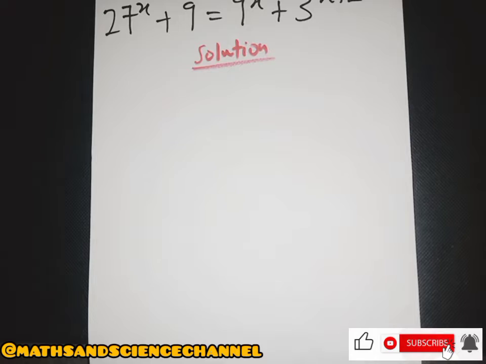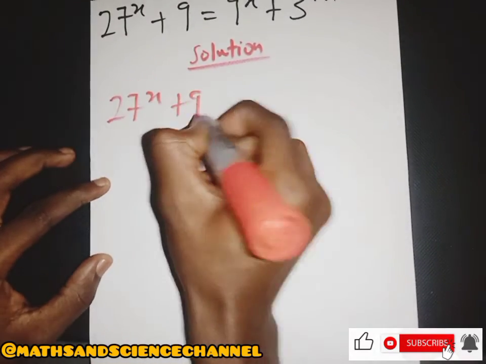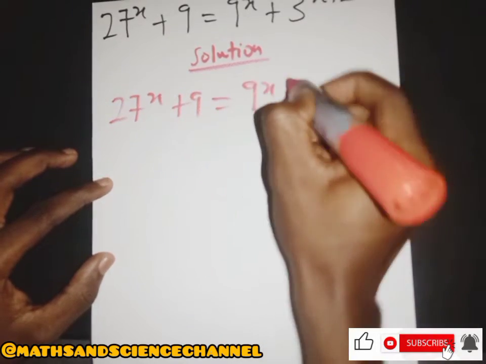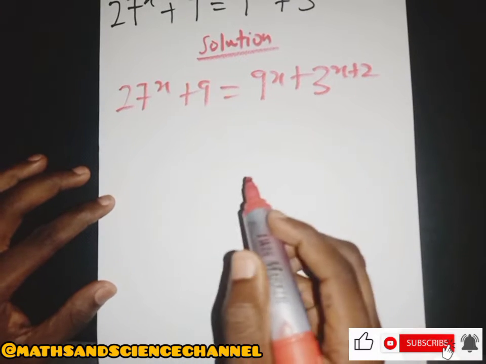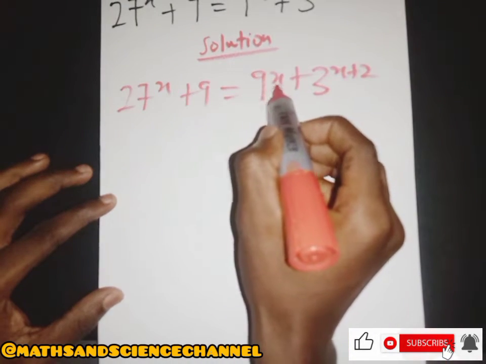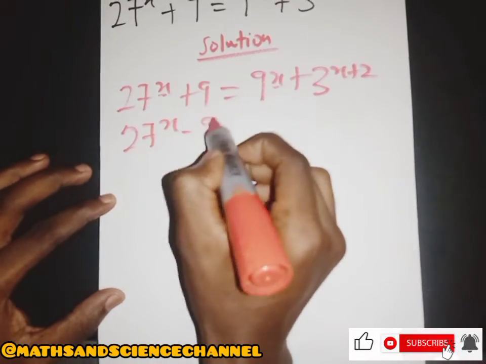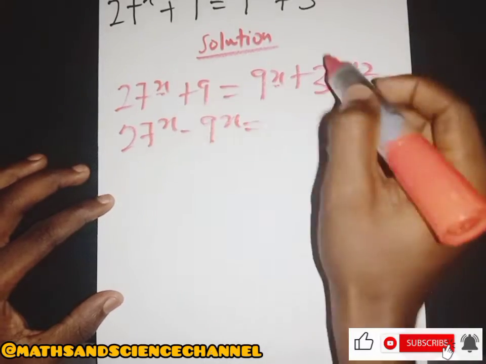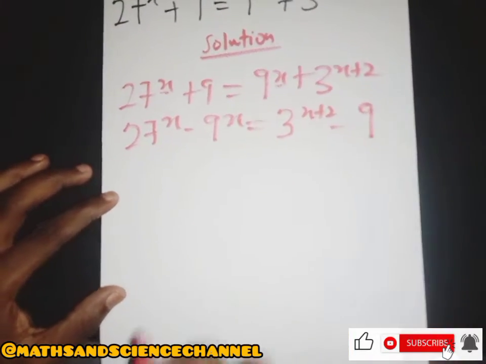So let's quickly look at the question. We have 27^x plus 9 equal to 9^x plus 3^(x+2). In this case, what we are going to do is group like terms in the first place. Since we have 9 to the power x and 3 to the power x, let's group them at one side. Then we take this one to the other side. So we have 3^(x+2) minus 9.